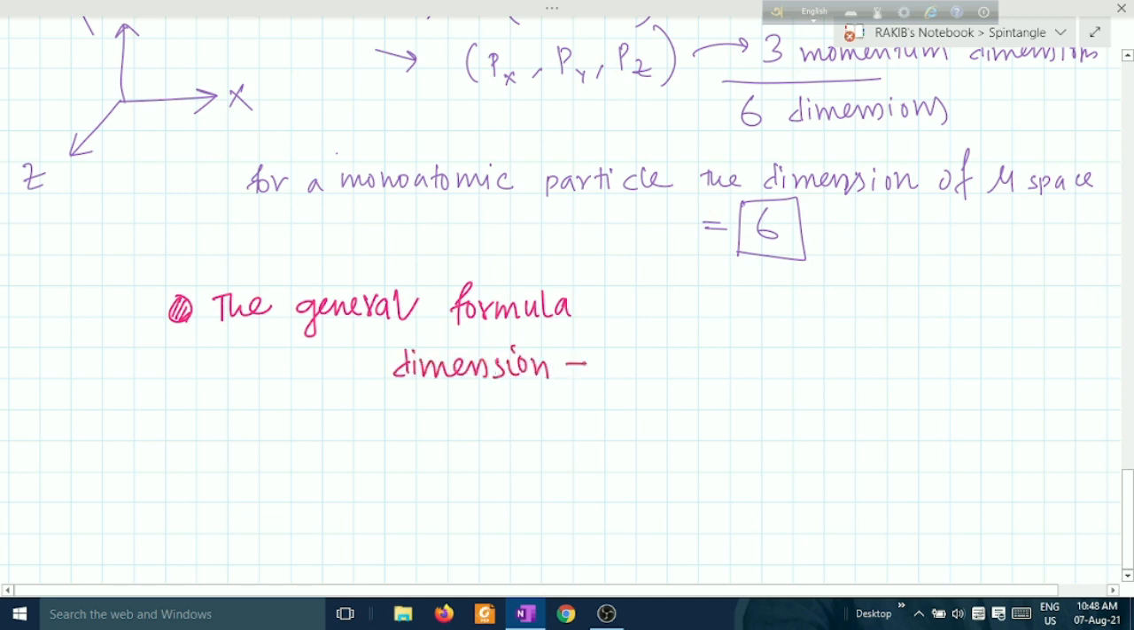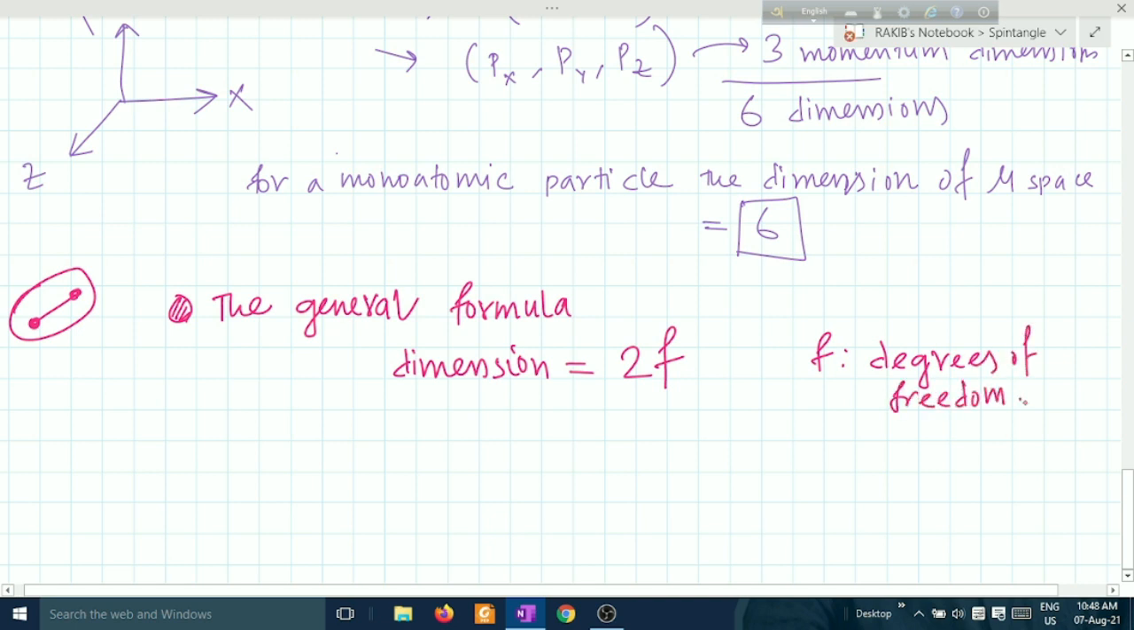If you are asked, say you have a 2 particle system, what is the dimension in mu space? Say the dimension becomes 2 times f. What is f here? f is called degrees of freedom.